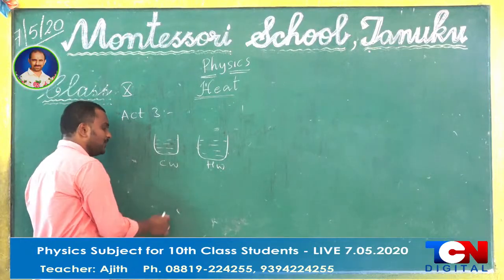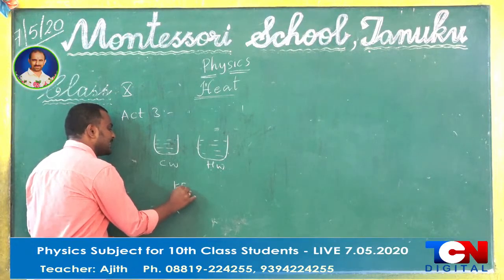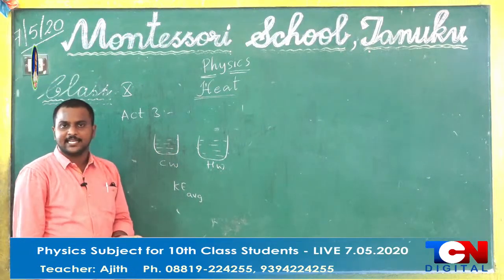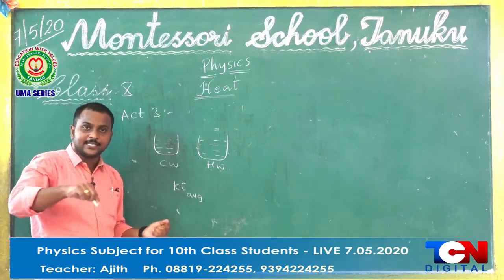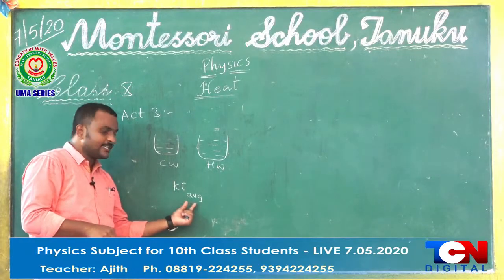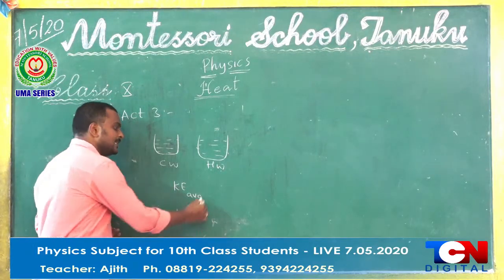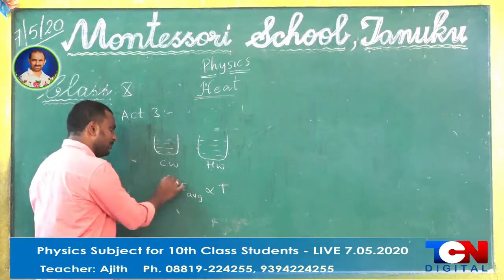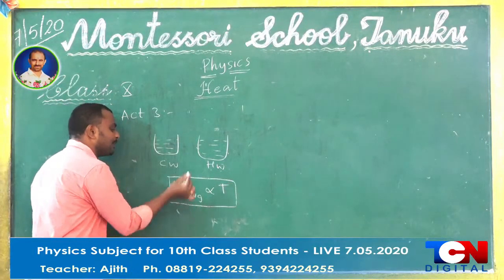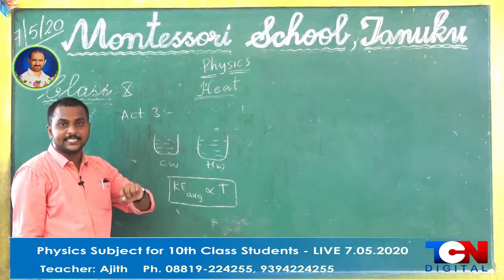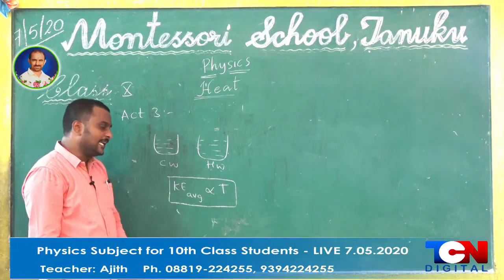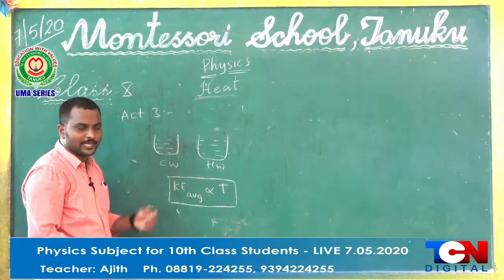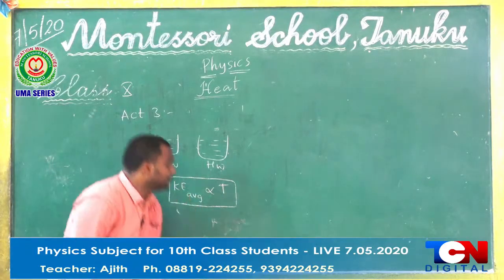So what we can observe is the average kinetic energy of the molecules. What is kinetic energy? The energy possessed by a body due to its motion. The average kinetic energy of the molecules is directly proportional to absolute temperature. What is absolute temperature? The temperature which is expressed in the Kelvin scale is called absolute temperature. This is what we can conclude from activity 3.